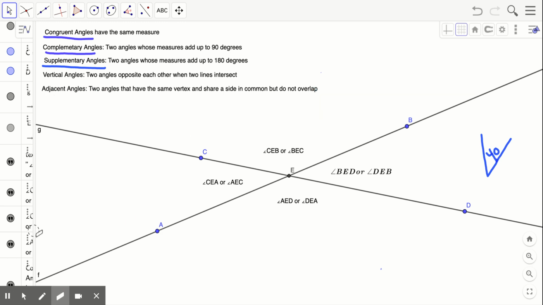Let's first talk about the vertical angles. The vertical angles have to be touching tip to tip.